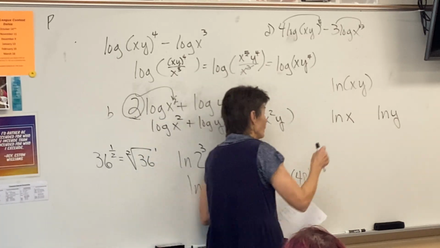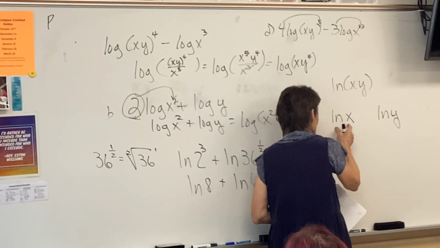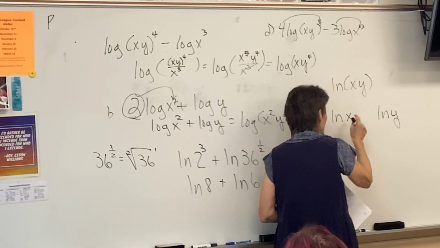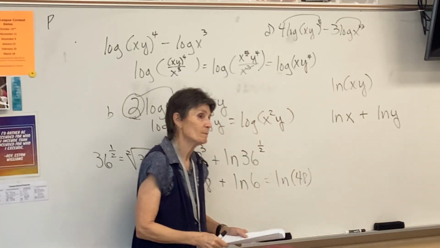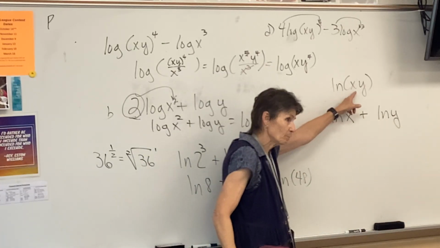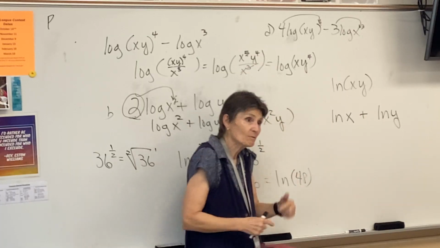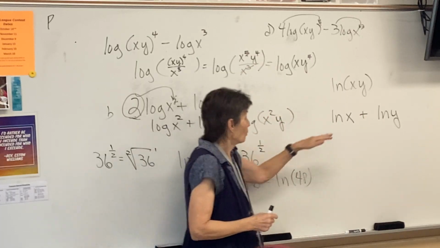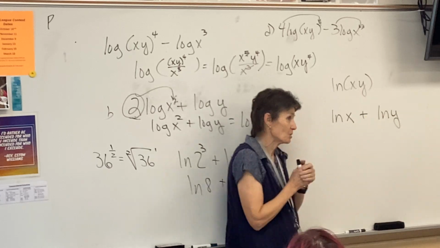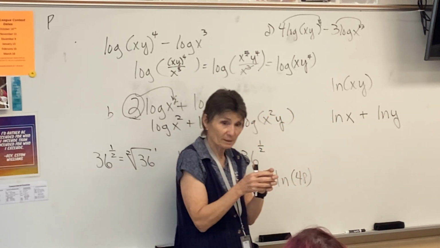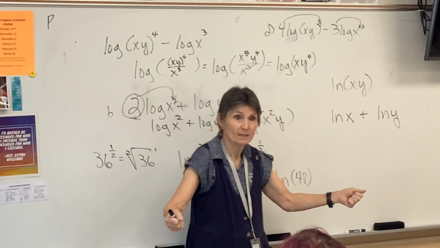What are you gonna put in between them? I know I have an ln x and an ln y. Addition. Why is an addition going between them? Because it's a multiply. It's the opposite of the rule we just talked about. When it's an addition, it goes together as a multiplication. So if it's a multiplication, it comes apart as an addition.